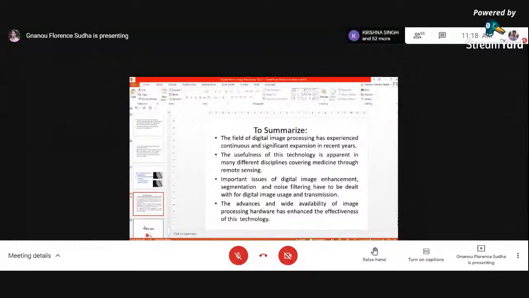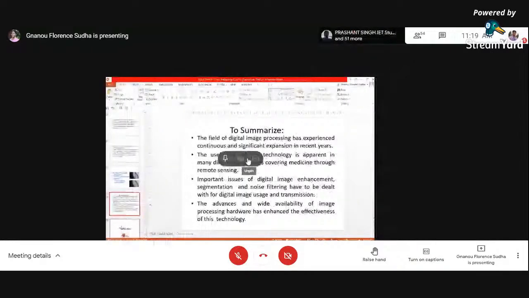So the field of image processing has experienced a tremendous change. From monochrome to color, and now video image processing. So many changes have taken place, more so during this last year, in the way we are handling images. So the usefulness of this technology is apparent. Many disciplines have taken up this technology, from medicine to remote sensing, and very different applications are now dealing with images. So the importance of image processing is very contemporary and very important at this point.